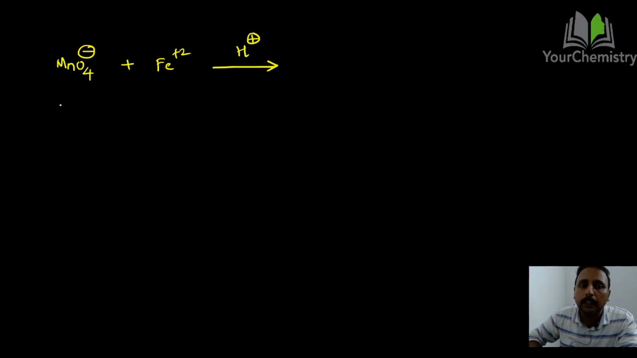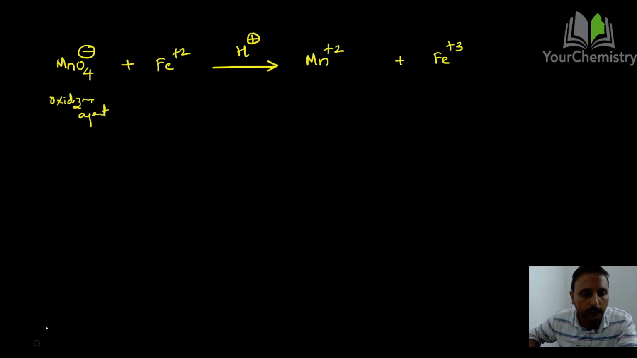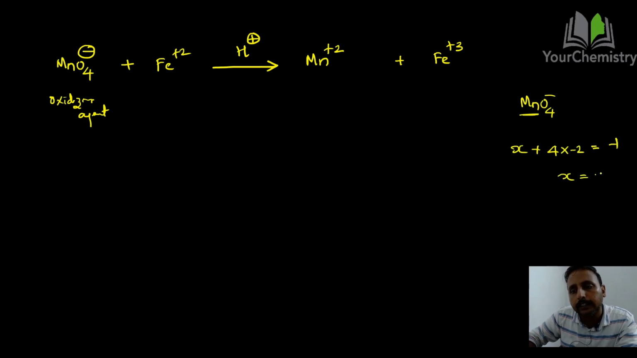You know very well, potassium permanganate is an oxidizing agent. So what will happen? Fe +2 gets oxidized into Fe +3, and in acidic medium the oxidation state of permanganate changes to +2. If you find the oxidation state of manganese in MnO4 minus, let's take it as X, oxygen is -2, so X plus 4 into -2 equals -1, and you will get X as +7. So the oxidation state of manganese is +7, which is changing into +2.